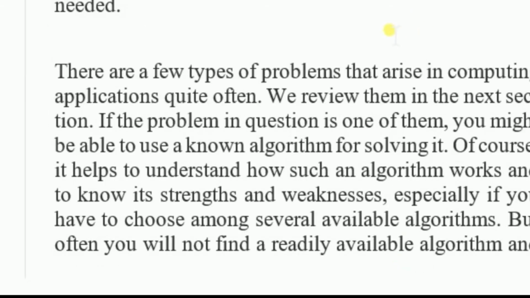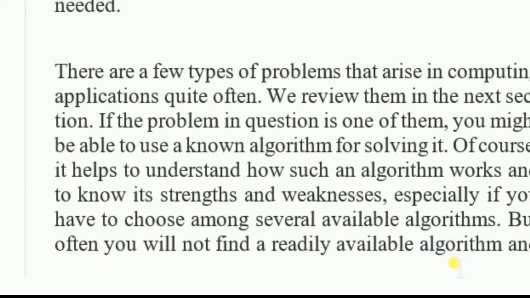There are a few types of problems that arise in computing applications quite often. We review them in the next section. If the problem in question is one of them, you might be able to use a known algorithm for solving it. Of course, it helps to understand how such an algorithm works and to know its strengths and weaknesses, especially if you have to choose among several available algorithms, but often you will not find a readily available algorithm. Okay, this is a problem.